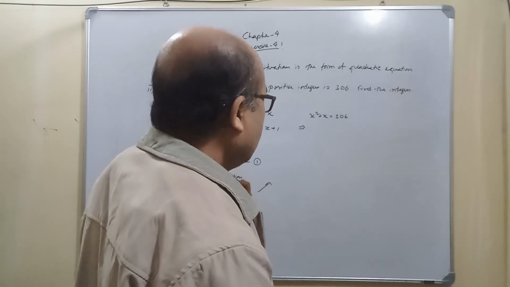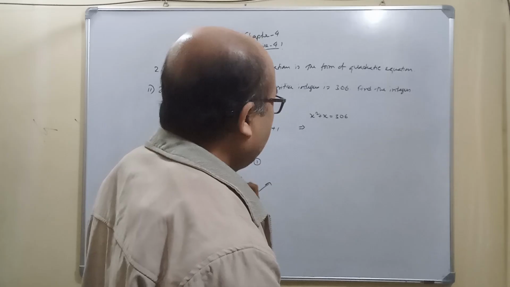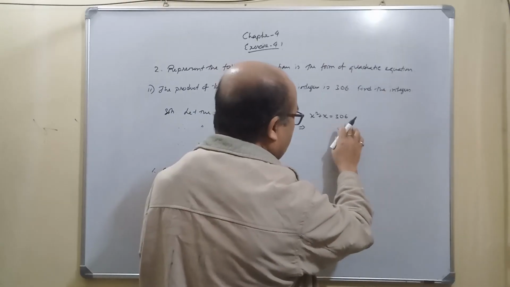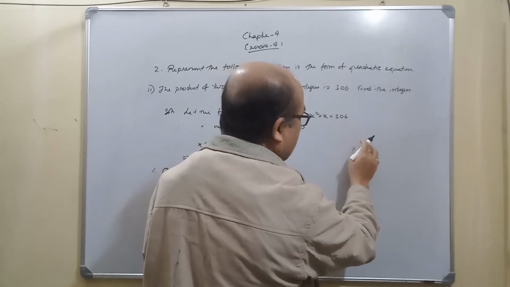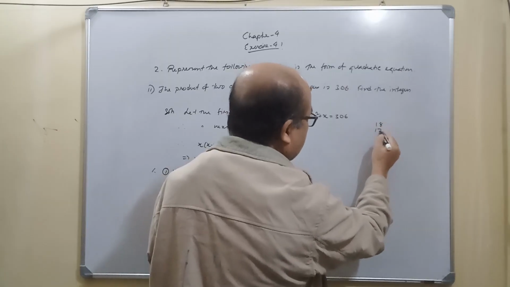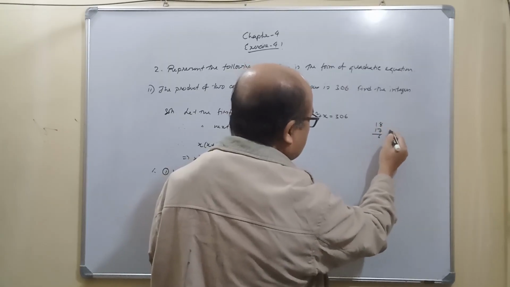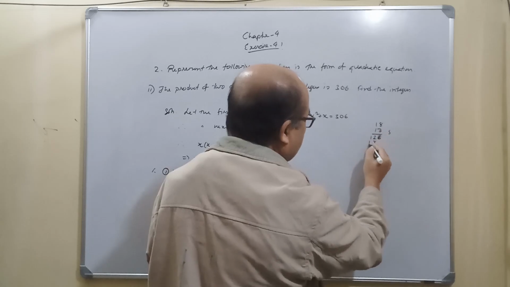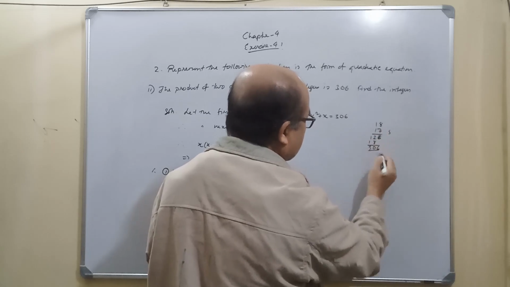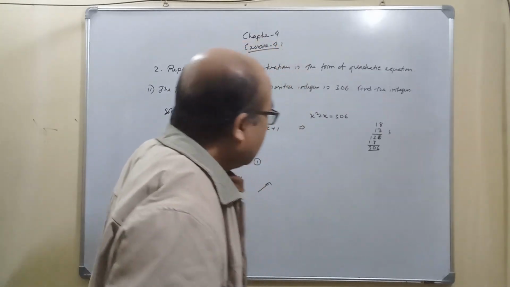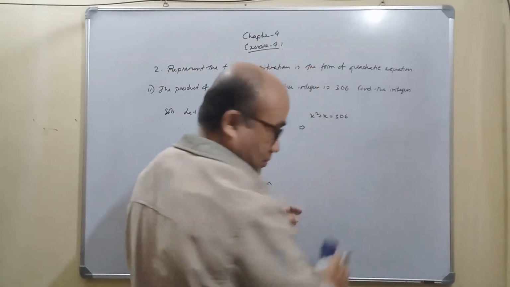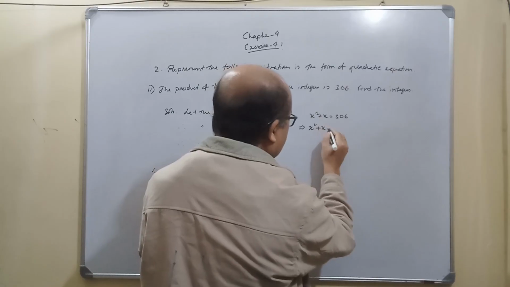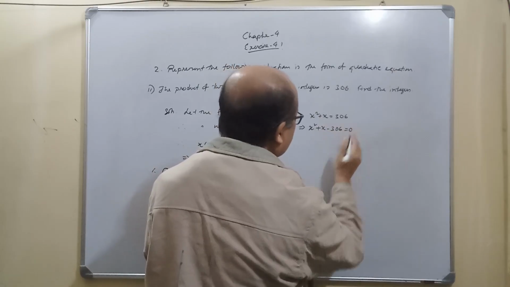We will solve it by factorization. Factorization will be easier because 306 is the product of two numbers, 18 and 17. So we will do it by factorization. This implies x square plus x minus 306 equal to 0.